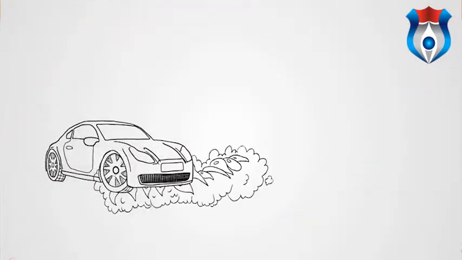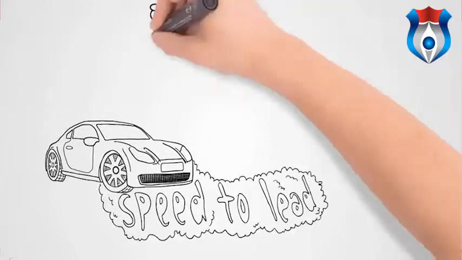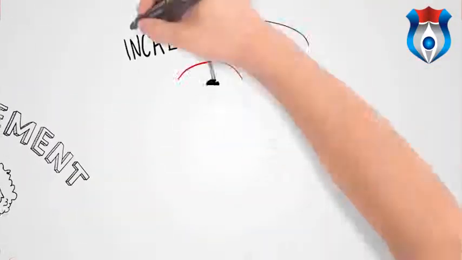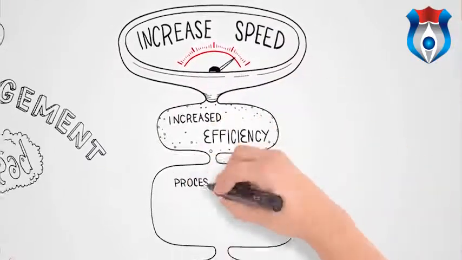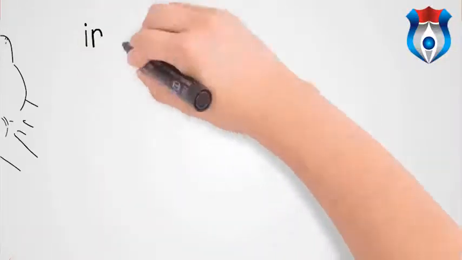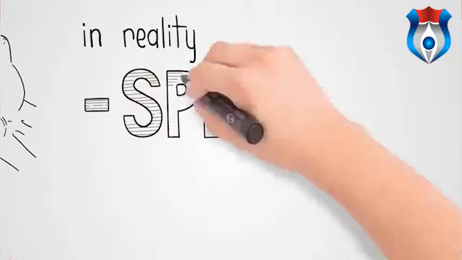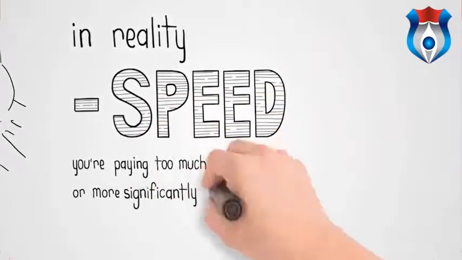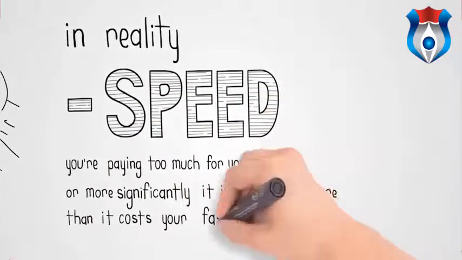Because speed to leads is the first step in a chain of events that defines efficiency in lead management. That chain looks like this. Increased speed means an increase in efficiency, which means more leads contacted. More leads contacted, more leads closed. In reality, if you take speed out of the equation, you're paying too much for your leads, or more significantly, it's costing you more than it costs your faster competitors.